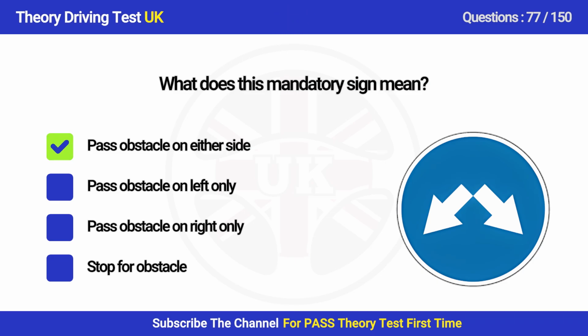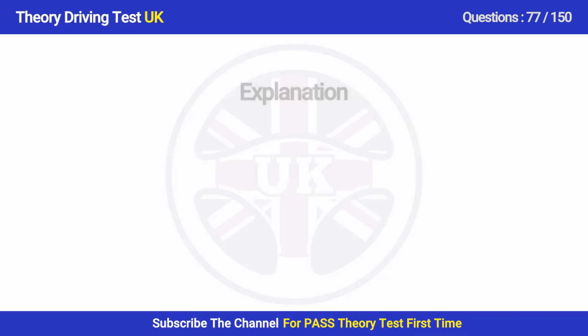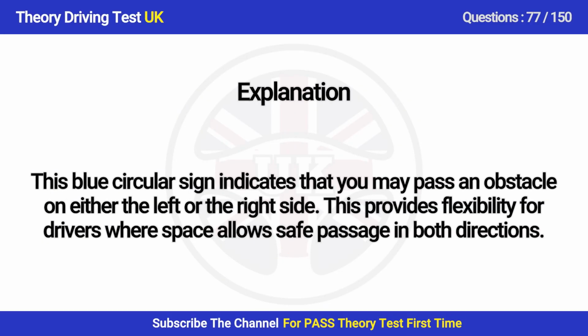Answer is A. Pass obstacle on either side. This blue circular sign indicates that you may pass an obstacle on either the left or the right side. This provides flexibility for drivers where space allows safe passage in both directions.